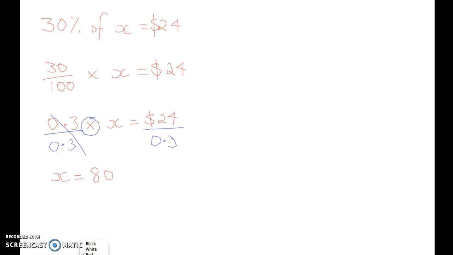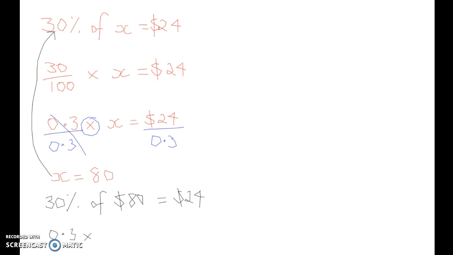You can pop that into your calculator, and then again we can double check that we got that one right by plugging it into the original equation up here. So 30% of $80 does indeed equal $24. And the way that you would put that into your calculator would be 0.3 times by 80 equals 24. And that is correct and true.